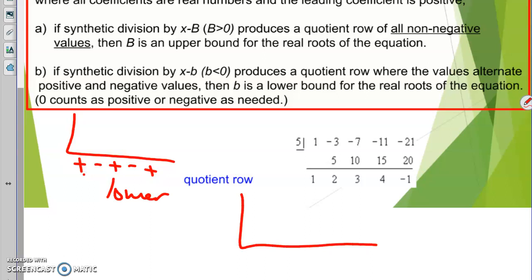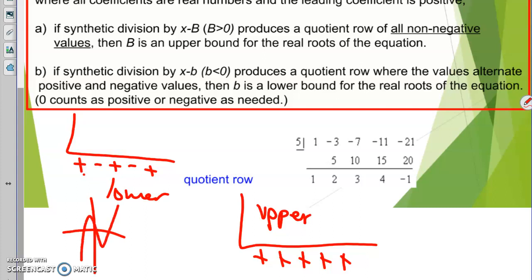And anytime you get positive, positive, positive, positive, positive, that is an upper bound. Now when it says upper and lower bound, in our polynomials when we graph them, an upper bound means you're looking over here where all of our roots are less than it. A lower bound test means if you get something like that, you're testing over here, and we know that the actual roots will be greater than it.